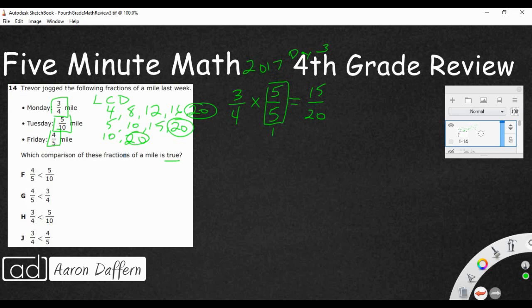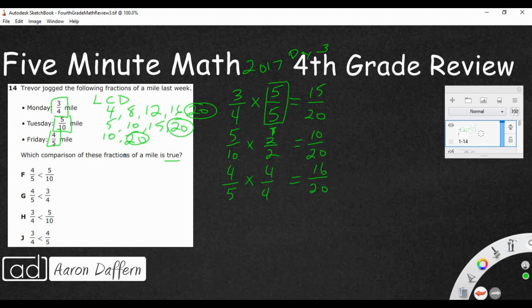Let's do the same thing for my 5/10. I'm going to multiply it by something to get 20ths. 10 times 2 makes 20, so I'm going to do a 2 right there. 5 times 2 is 10, which makes sense. 5 is half of 10. 10 is half of 20. Then I'm going to get my 4/5 here. I'm going to multiply that by something to get me the 20ths. 5 times 4 makes 20, so 4/4, and that's 16/20. So now I have equivalent fractions.